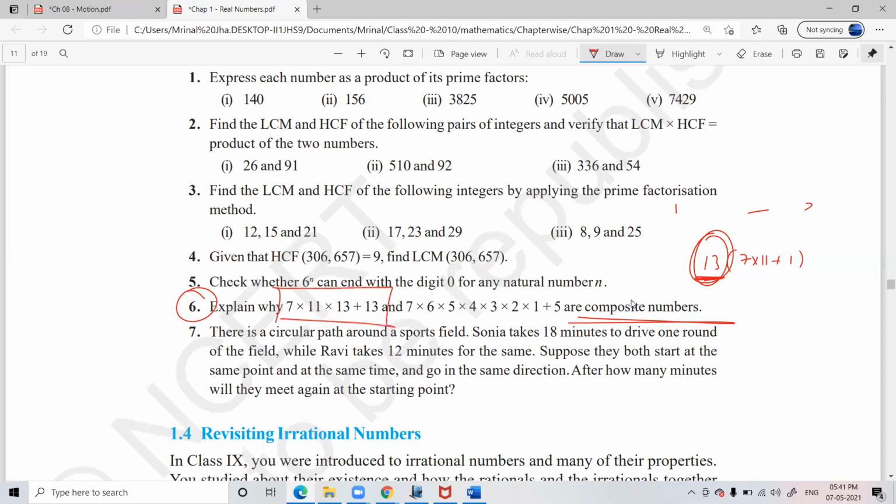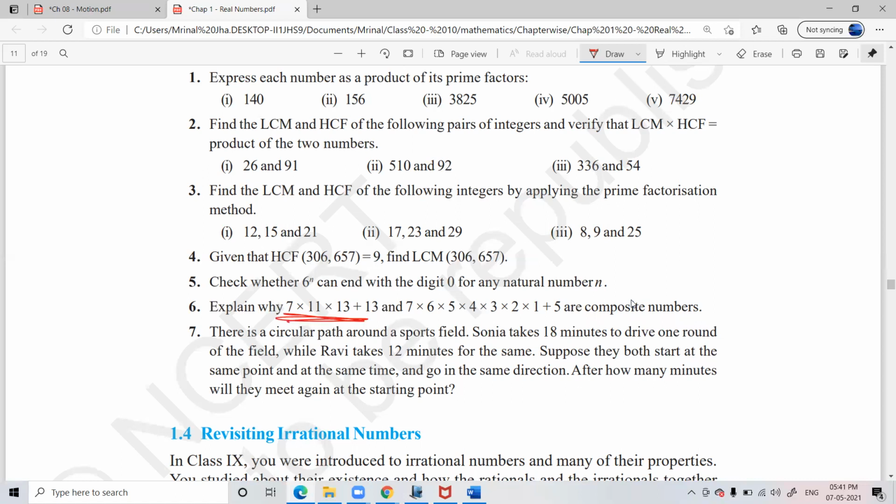Nitish, can you explain this? You did this one, right? Yes, sir. How did you do? Tell me. Sir, I took 13 out, sir. Common factor. Yes. So 13 is a factor of this number other than the number itself and 1. That's why this is a composite number.